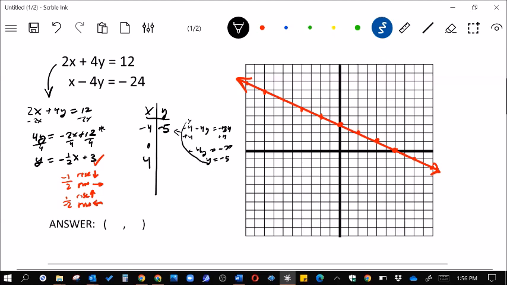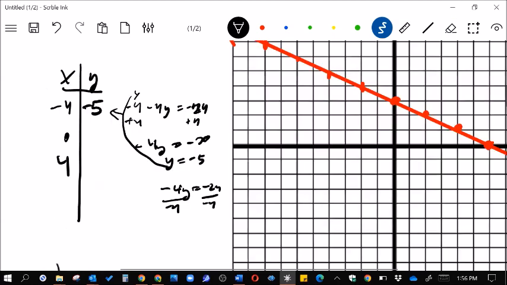Now I'm going to put a 0 in. If I do 0 minus 4y equals negative 24, well, 0 doesn't matter then, it goes away. And we have dividing by negative 4 on both sides. These cancel out. 4 goes into 24 6 times. So the y is 6.